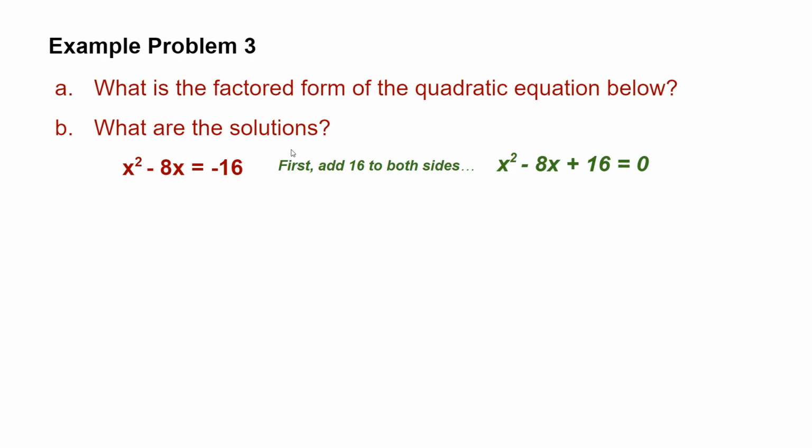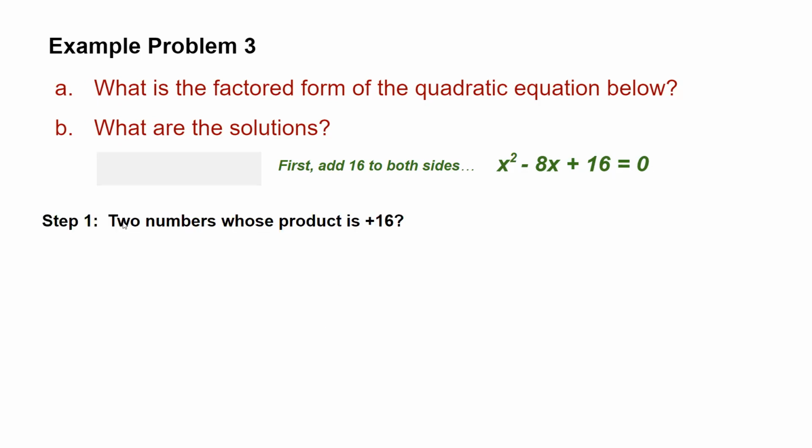And now we're going to ignore this first equation because this is really the one that we want to work on. So I'm just going to cover that up. And now we do the same steps. Two numbers whose product is plus 16. How about 2 and 8? You don't have to be too worried about finding the right ones the first time. Just pick two numbers and test it.